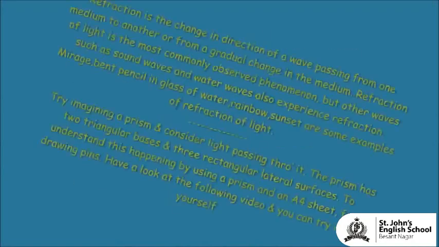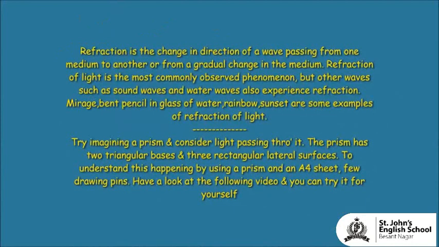In our last class, we saw about human eye structure and the defects of vision. Today, we see about the refraction of light through a prism and dispersion. What is meant by prism? Prism is a transparent refracting medium bounded by at least two lateral surfaces inclined to each other at certain angle. It has two triangular bases and three rectangular lateral surfaces.